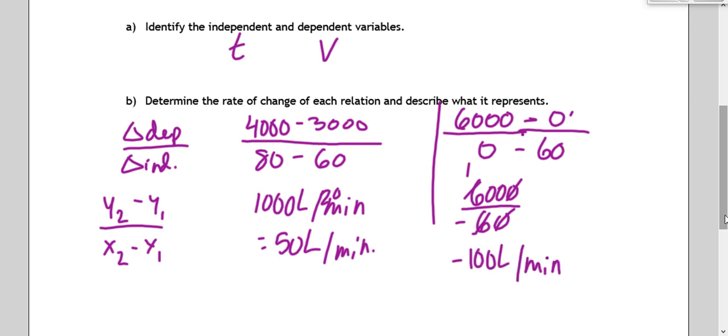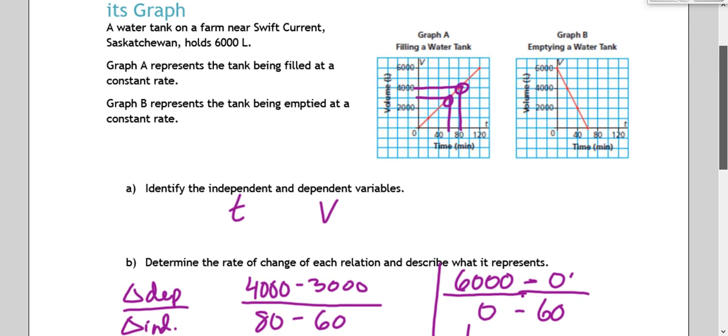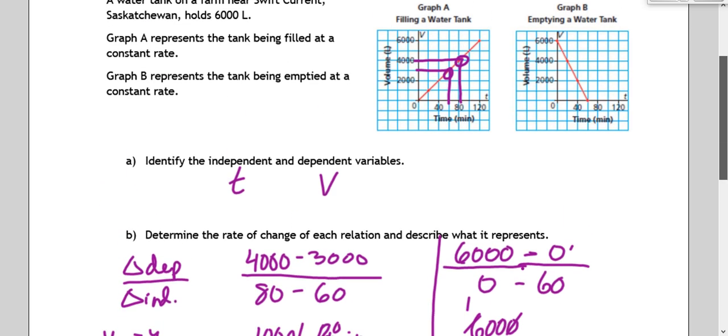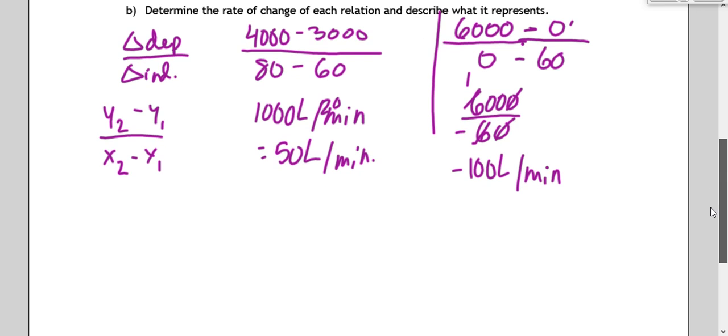So it goes down 100 liters per minute. So that means if it went down by 20, it should go down by 2,000. Yeah, perfect. So it will empty faster than it fills.